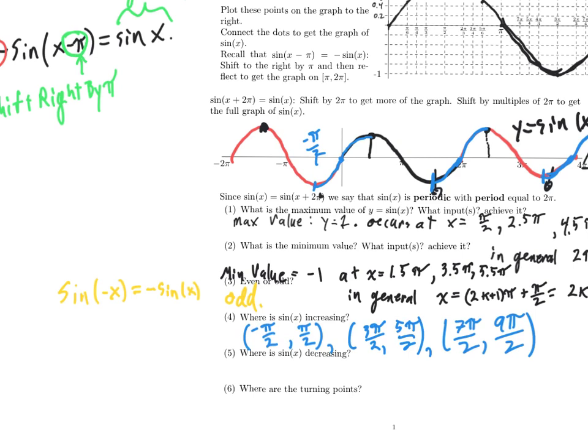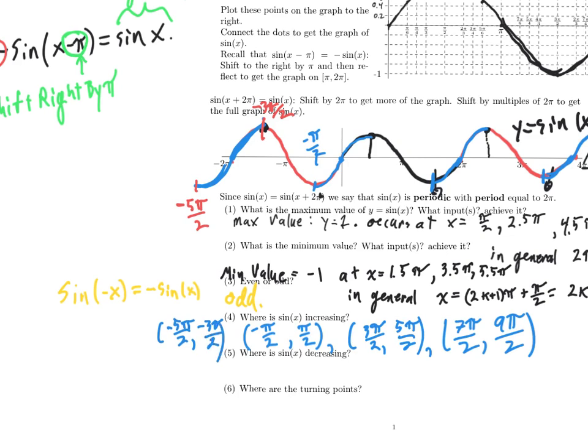It looks like there's some negative numbers here that we haven't accounted for, so let's try to draw those. So down here we see negative 5 pi over 2. And up here we have negative 3 pi over 2. So it's also increasing from negative 5 pi over 2 to negative 3 pi over 2. Did I say decreasing? I hope I didn't, because I meant increasing.